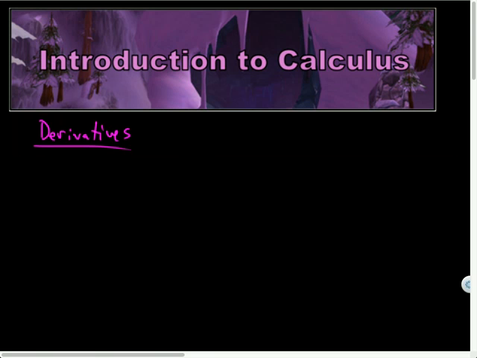Greetings and welcome. Today, with our introduction to calculus, we're talking about derivatives, which are going to be a function that represents the slope of another function at all points.